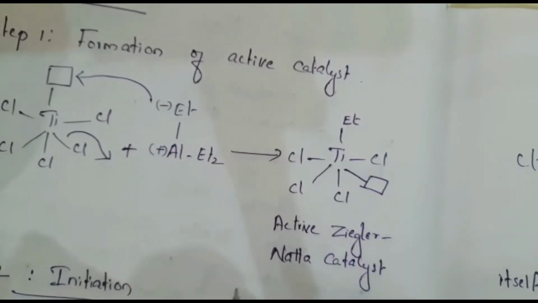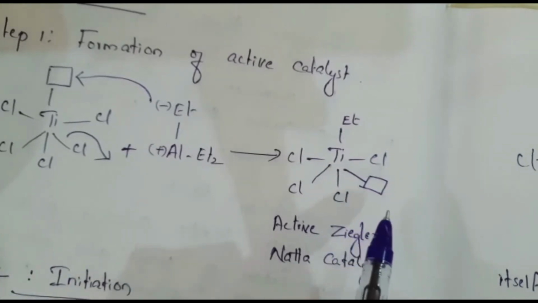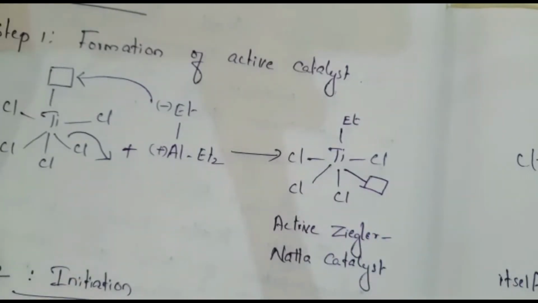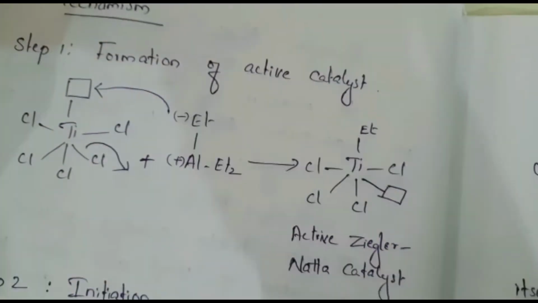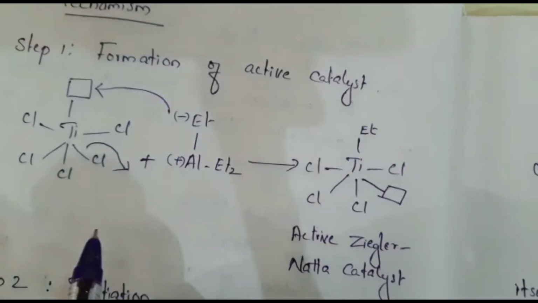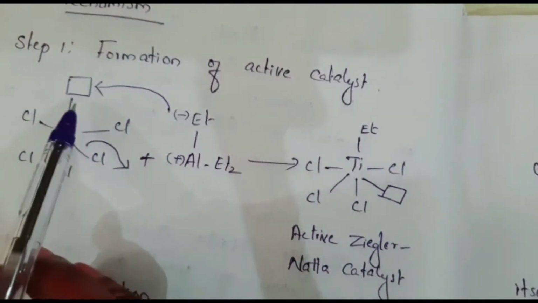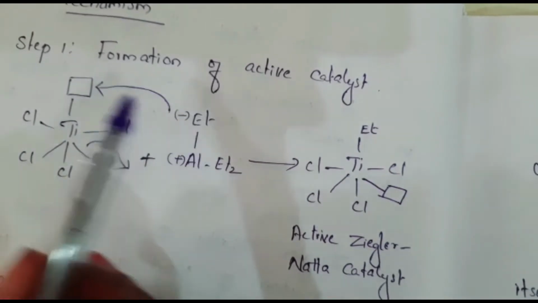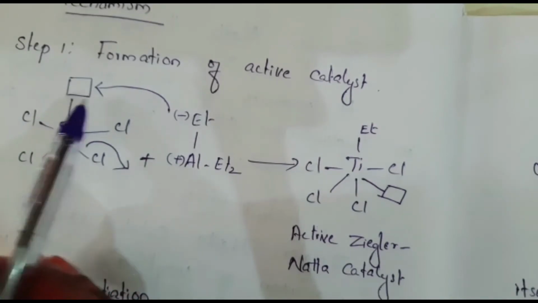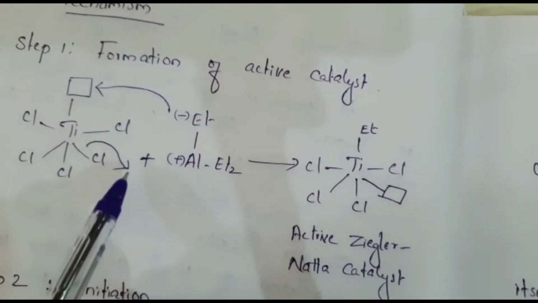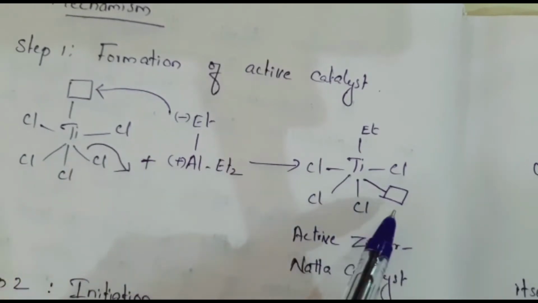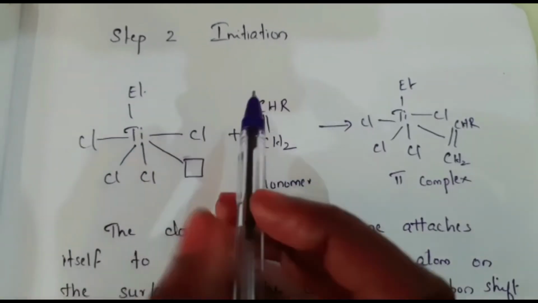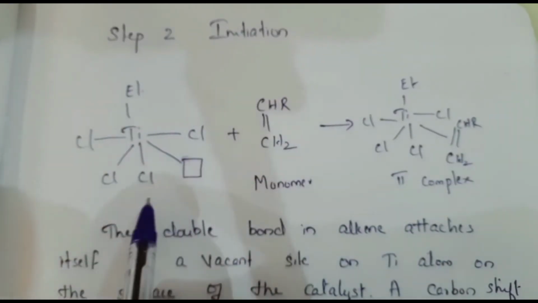In the initiation step, the alkene molecule will be coordinated to this active site. So the first step is formation of active catalyst. In the formation of active catalyst, this TiCl5 has one coordination site and it is occupied by AlEt3. One of the ethyl groups will be moved towards this active site, so Et will be there and the chlorine atom will be removed from this site. So it will form an active center here. Step 2 is initiation.